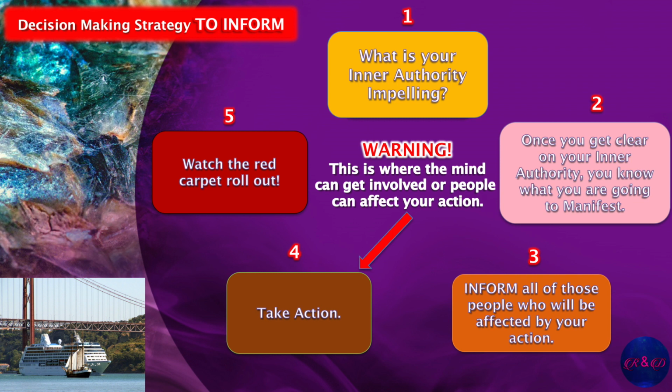So you do need to know what your unique inner authority is, and that's where this starts. Once you get clear on your inner authority, you know what you're going to manifest. Then you're going to inform all of those people who will be affected by your action: your employees, your family, your people, your coworkers. So you want to inform and then take action.